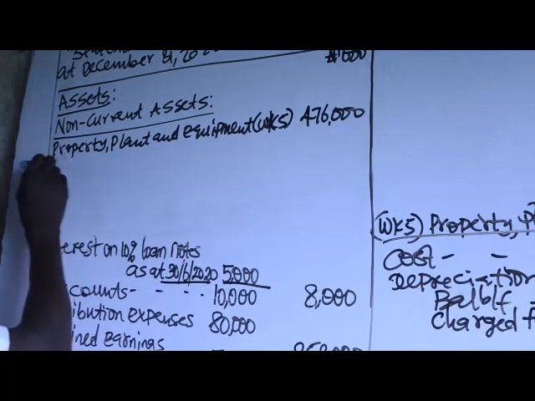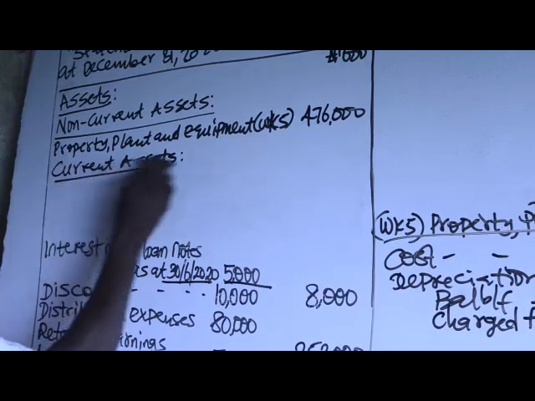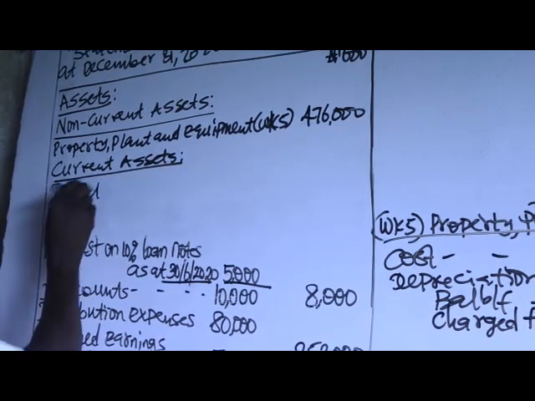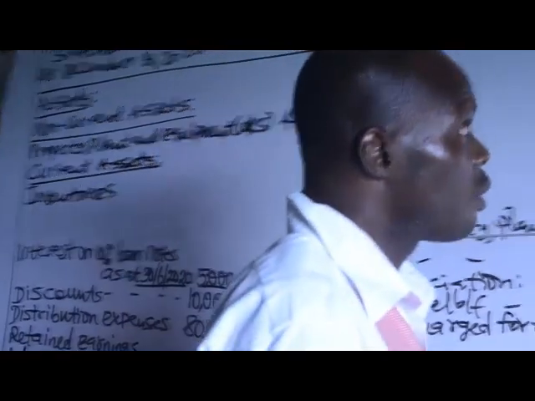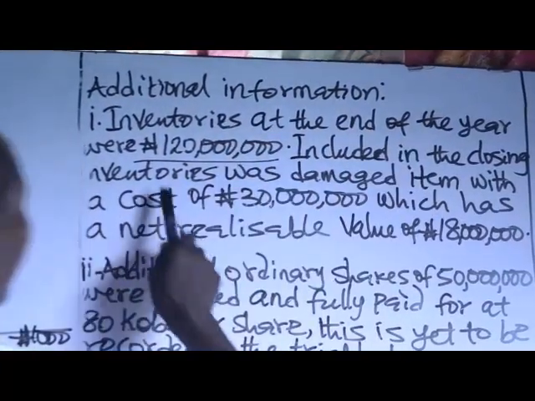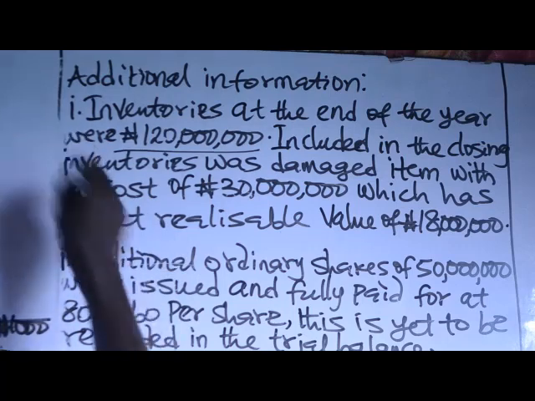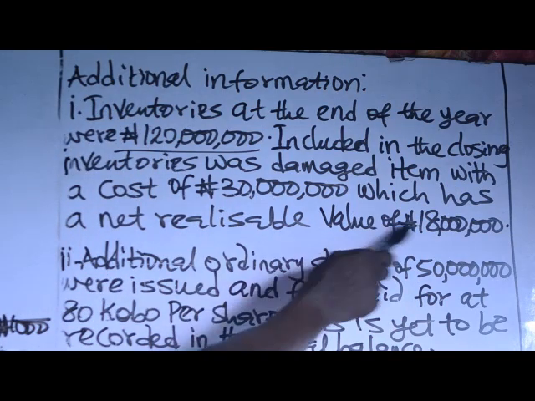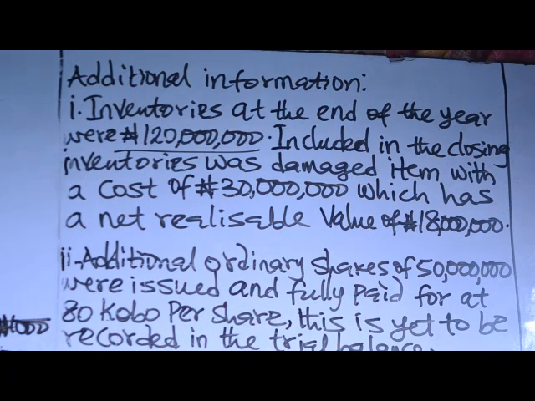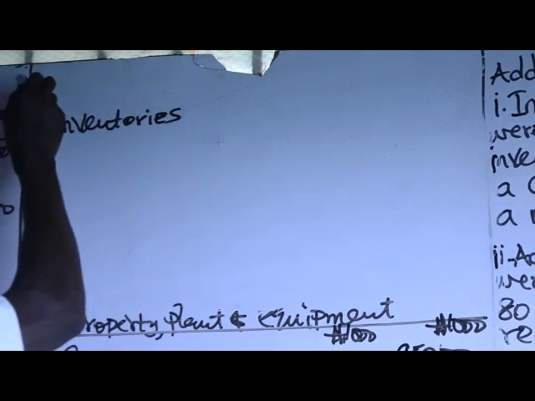After non-current assets, the next thing should be the current assets. Our current assets include inventories. Remember, inventory is to be measured at the lower of cost or net realizable value. Note 1. Inventories as at the end of the year were 120 million naira. Included in the closing inventories was a damaged item with a cost of 30 million naira, which has a net realizable value of 18 million naira. In accordance with IAS 2, inventory is to be measured at the lower of cost or net realizable value. Let me have that as working 6.